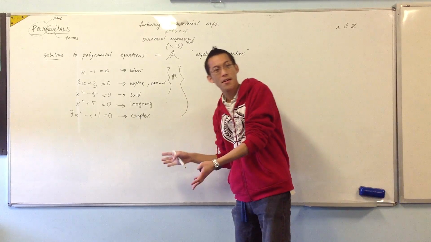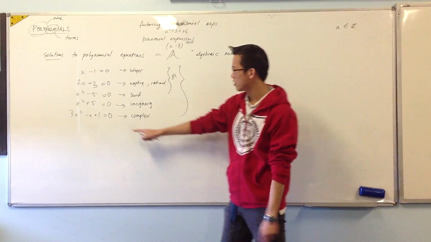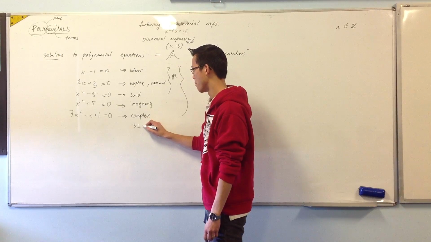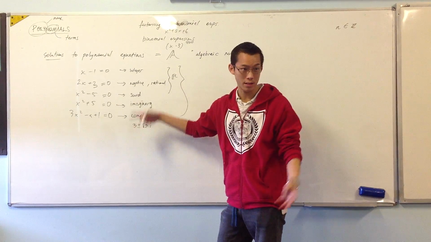When you say complex, is it the two solutions together that are complex? No, the solution here will be, I don't actually know what the numbers are, but something like 3 plus or minus square root of 3i. So there's two parts, that's what I mean by complex.